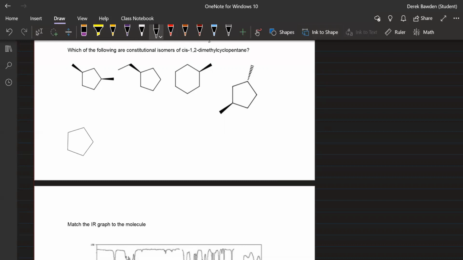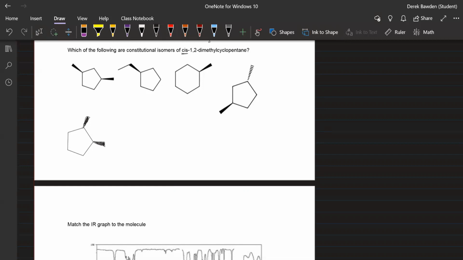We can put them at any position. I'm just going to make this carbon 1 and carbon 2. They're both going the same way, which means you could put them both on wedges or both on dashes. Whichever way you do it, just make sure they're both the same because it's cis, the same side. Trans is opposite sides. So there's our molecule, and we're looking for constitutional isomers.